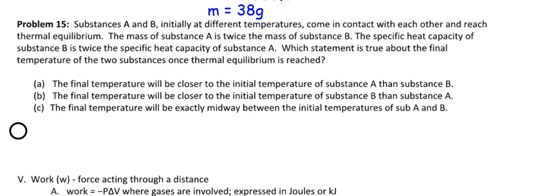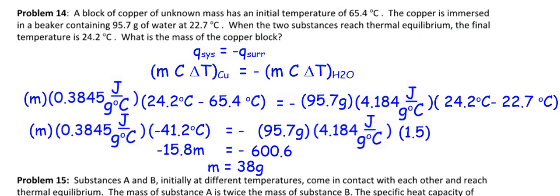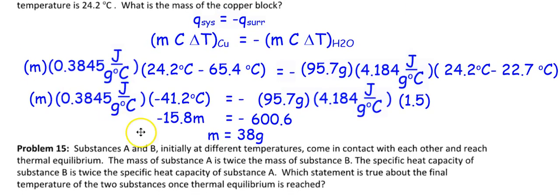All right, how'd you do? Well, notice if you set up your MC delta T, what do they say? They said that mass A has twice the mass of substance B. So this mass is twice as big as this. All right, what else do they say? The specific heat capacity of B is twice as big as A.